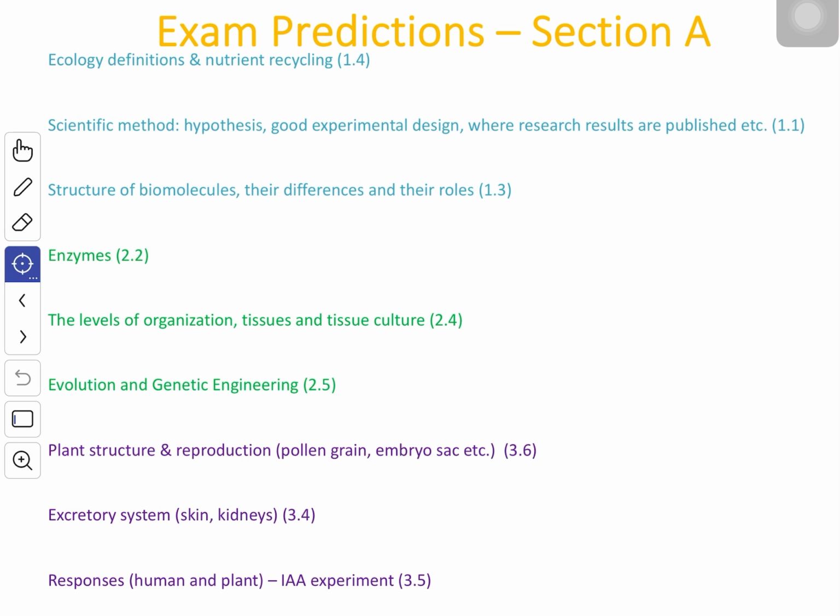Now, it is colour coded. I'll talk through the colour scheme and the numbers in the brackets at the end of each part in a couple of seconds, but just know that the blue at the top is Unit 1, the green is Unit 2, and the purple at the bottom is Unit 3. So I'm just saying where the topics are coming from.